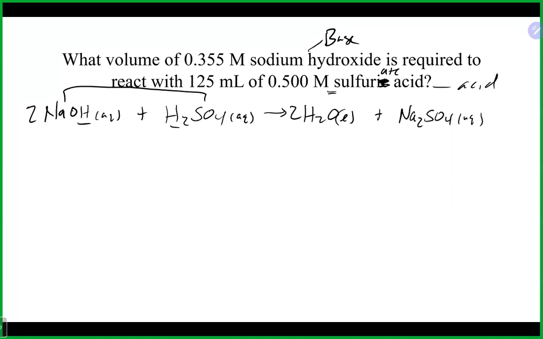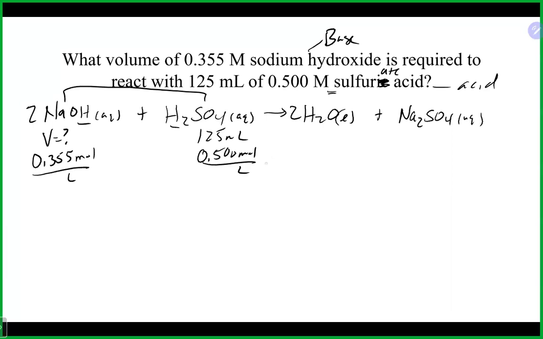All right, now that we have that, we can kind of analyze what type of problem we're dealing with. Here we are looking for a volume of sodium hydroxide. We do have the molarity given to us, 0.355 molar. Again, I'm going to turn that into usable units, moles per liter, and can use it as a conversion factor. For the sulfuric acid, we got 125 mL as our volume, and we also have a molarity, 0.5 moles per liter.